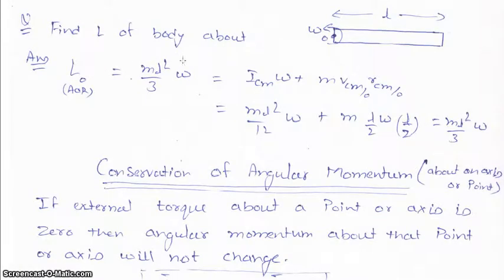This example explains that we can apply angular momentum about the axis of rotation as well as the general relation of angular momentum for a body which is purely rotating about an axis, if we have to find out its angular momentum about the axis of rotation. So the angular momentum of the rod when it is purely rotating about one of its ends is equal to m l square by 3 into omega, which can also be written as I_CM omega plus m v_CM cross r_CM, which will be this, and both the results will give you the same answer.